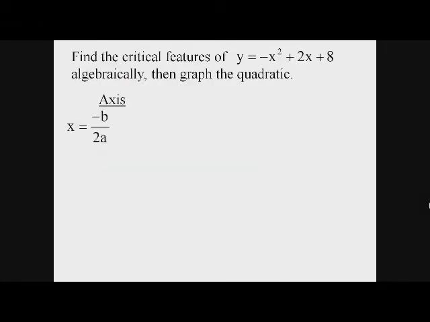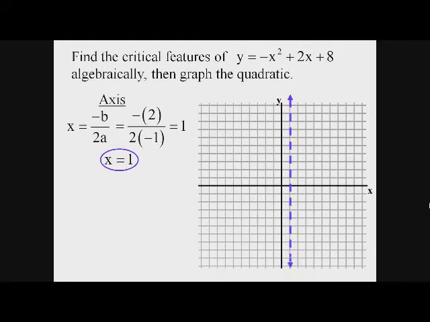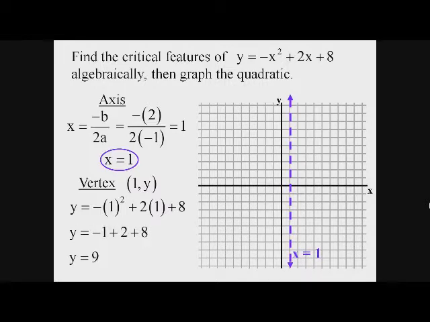Let's do this one. We'll start by finding the axis of symmetry. We get x equals 1. I'll plot that on the graph. And now let's find the vertex. We plug 1 into the function. We know the x-coordinate is 1. Now what would the y-coordinate be? The y-coordinate is going to be 9. So my vertex is at 1, 9, way up here. Now what else can I find easily?